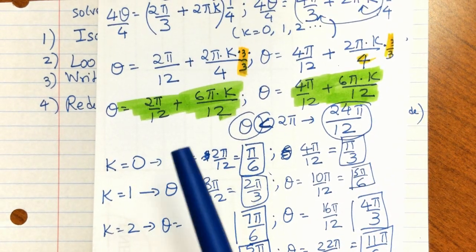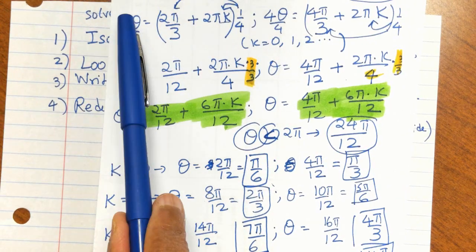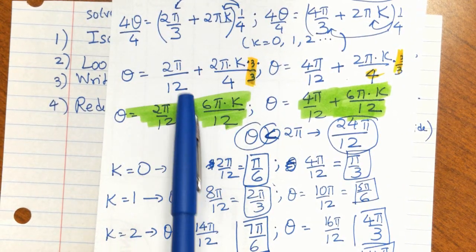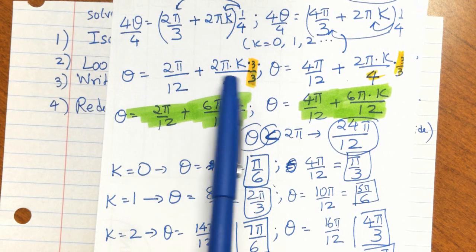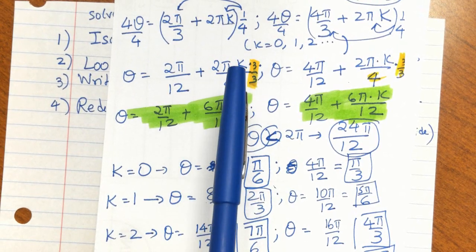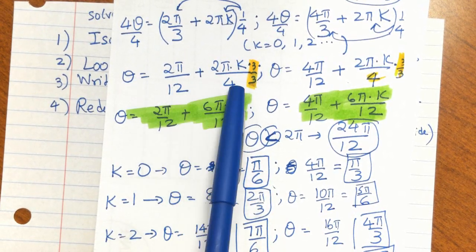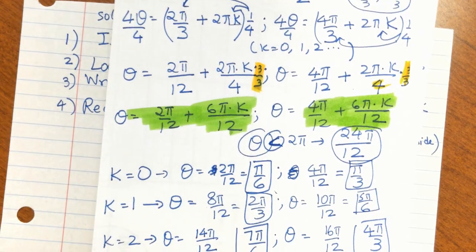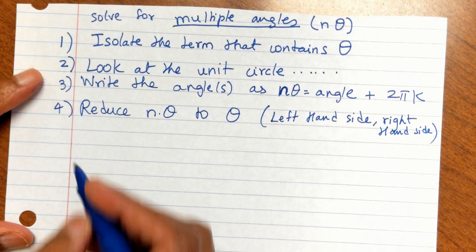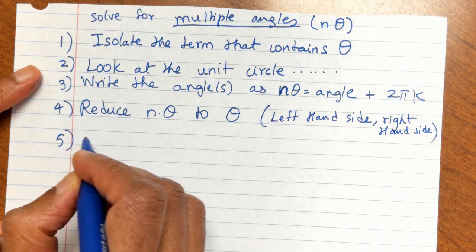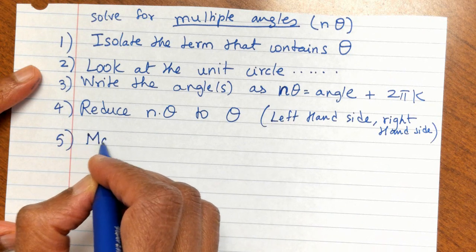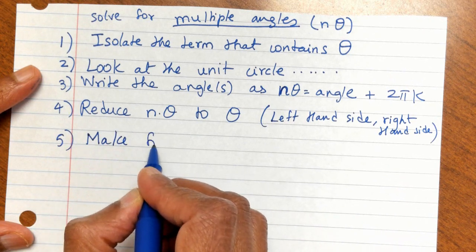And then once I reduce 4 theta to theta, I have this equation, but I notice that I do need to start substituting for k, but I notice that they have different denominators. So your next step is to make them have the same denominators. So step 5, make fractions have same denominator.